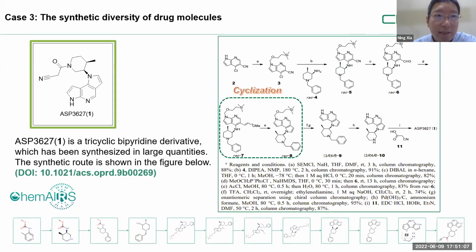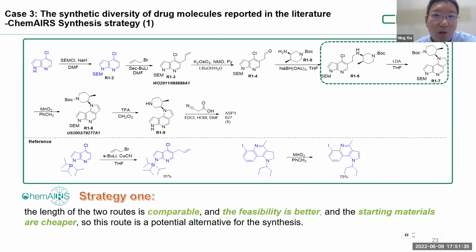And in case 3, ChemAIRS can help to find a better route for known or unknown compounds. This molecule is a drug API, and it's already fabricated in large quantity. The synthesis route is already reported in literature. So we tried it in ChemAIRS, and ChemAIRS is able to find the same literature route. So this is the first thing. But furthermore, ChemAIRS found more new routes with different strategies.